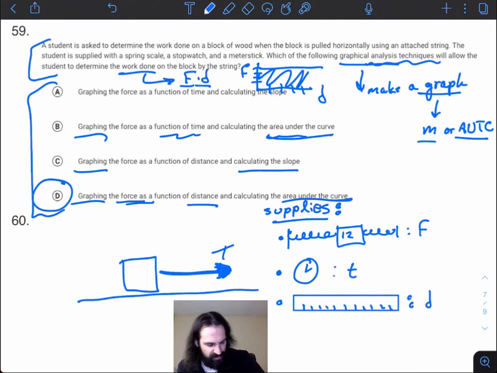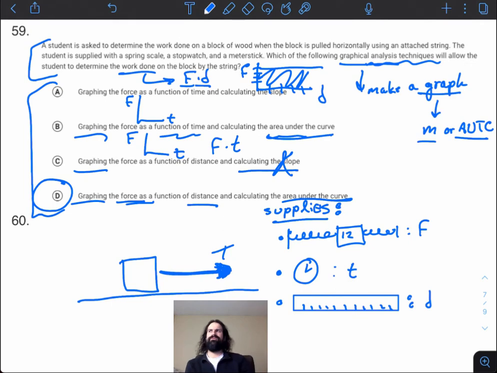It's not slope because that would be F over d. It's not B, force as a function of time. Area under the curve would be F times t, which is impulse. We haven't even touched that yet, we will. And force versus time, and calculate the slope, force divided by time. What would that be?